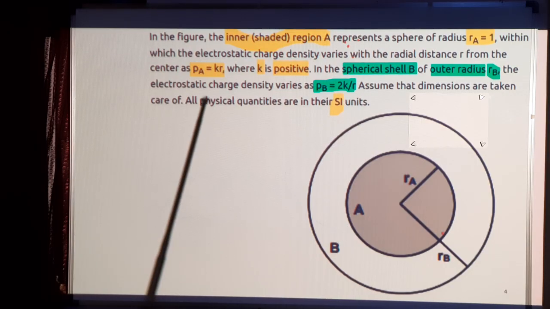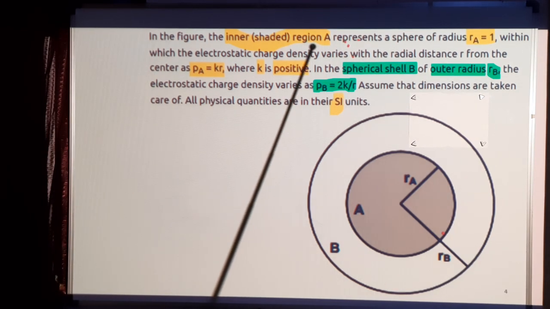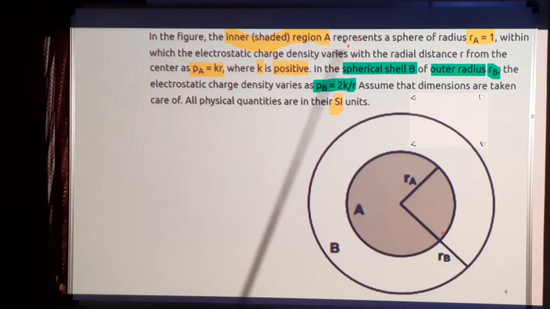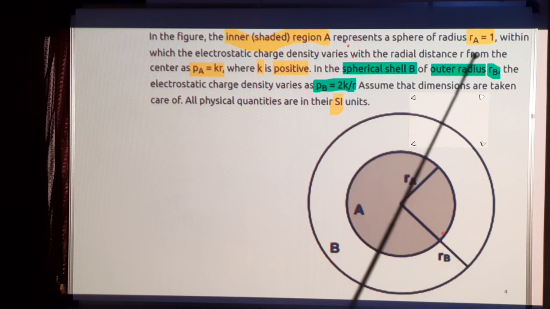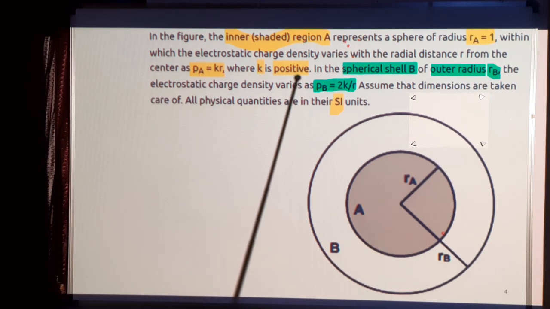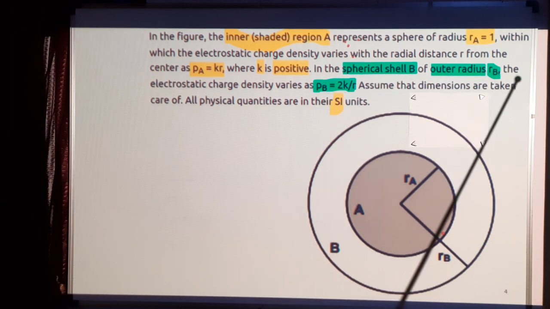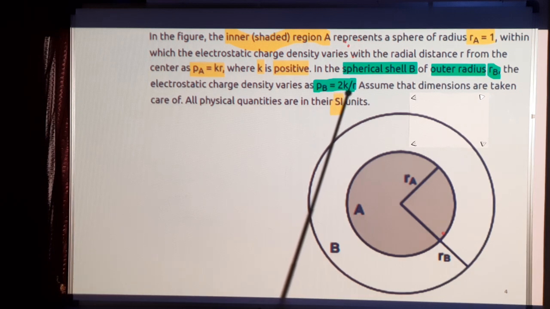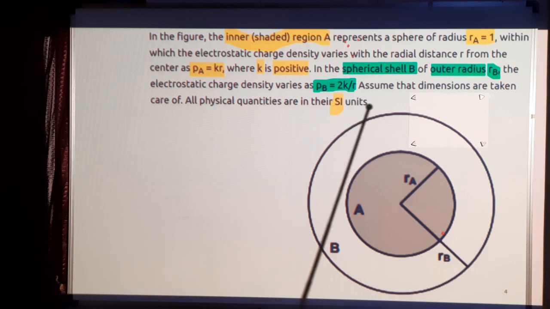The question: in the figure, the inner shaded region A represents a sphere of radius RA equal to 1, within which the electrostatic charge density varies with the radial distance r from the center as rho A equal to K into r, where K is positive. In spherical shell B of outer radius RB, the electrostatic charge density varies as rho B equal to 2K by r. Assume the dimensions are taken care of, all physical quantities are in their SI units.